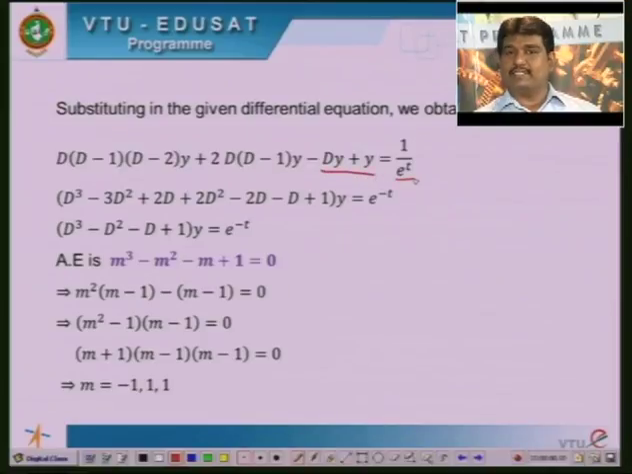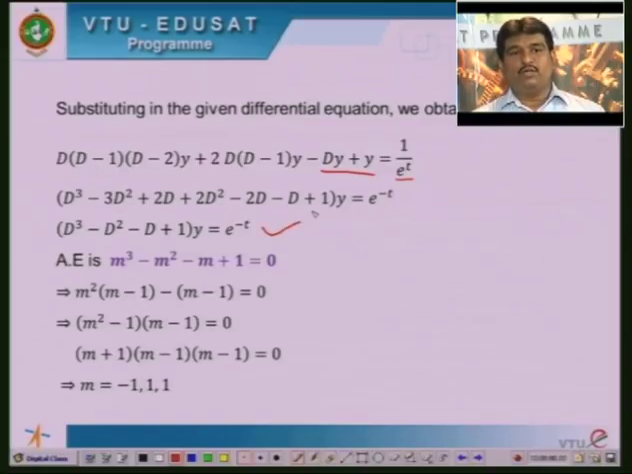If I substitute all these things in the given differential equation, we obtain d into d minus 1 into d minus 2 into y plus 2 into d minus 1 into y minus dy plus y equals to 1 by x. X is e to the power of t. Multiply and simplify the equation to get this form: d cube minus d square minus d plus 1 of y equals to e to the power of minus t. This is a differential equation with constant coefficients.